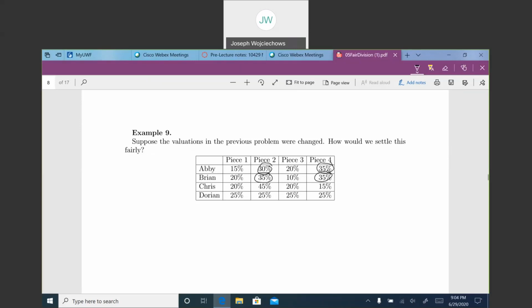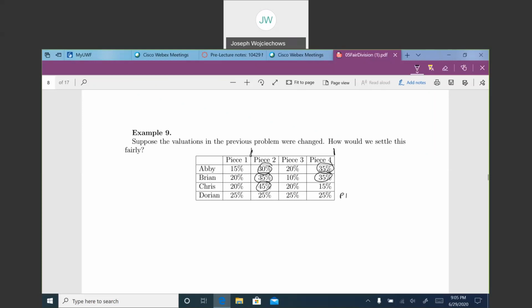And then Chris would declare for piece 4. So now we have two different pieces being declared by multiple people. So we have uncontested pieces 1 and 3. I would say we flip a coin, say piece 1 for Dorian. Now we have these 3 pieces left.